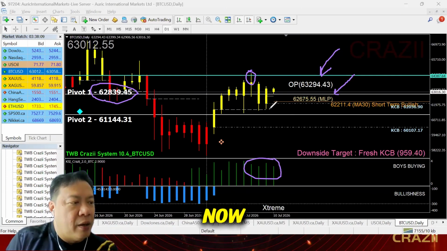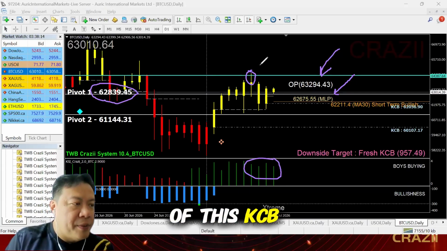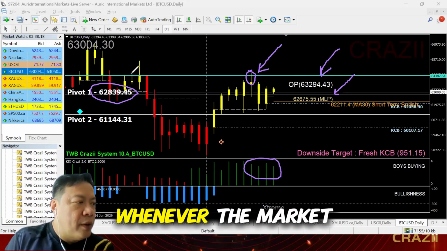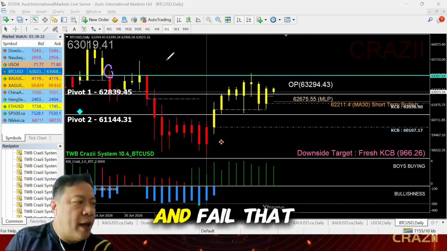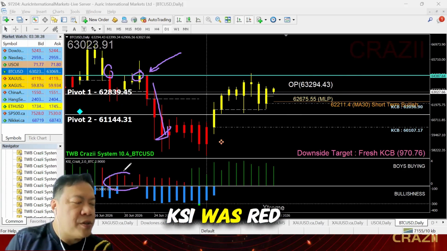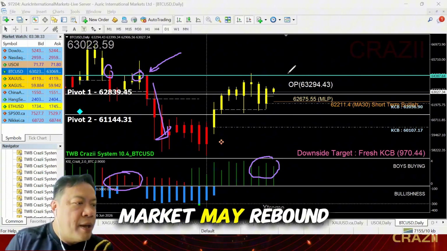Now, the reason why I want to talk about Bitcoin is because of this KCB being resisted there. Usually, if you look carefully, whenever the market for Bitcoin touches the KCB and fails, that is usually the start of the selling wave. But of course, back then the KSI was red, so this time around you don't have that part. So maybe the market may rebound.